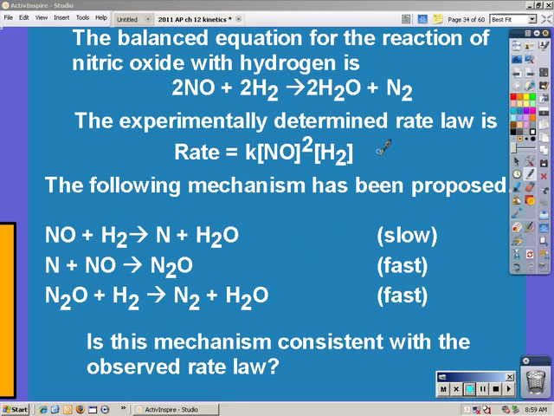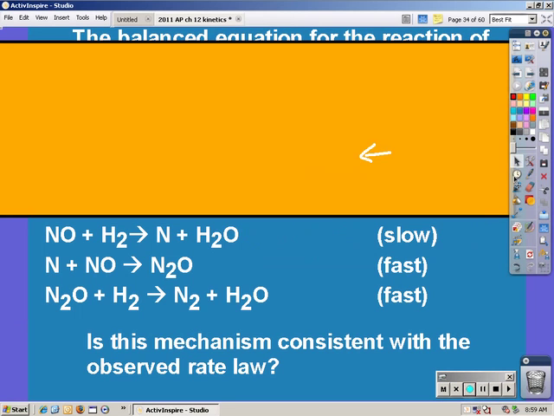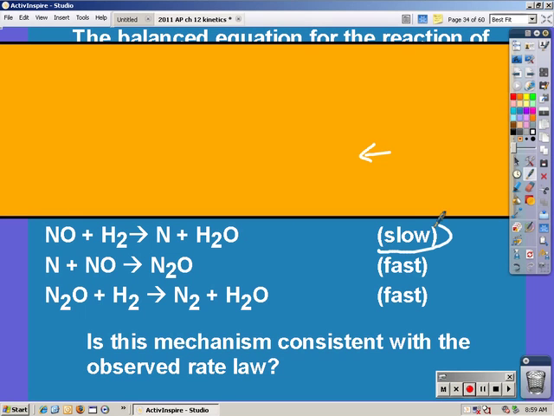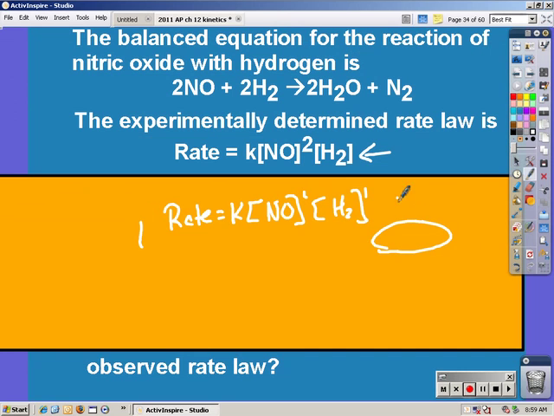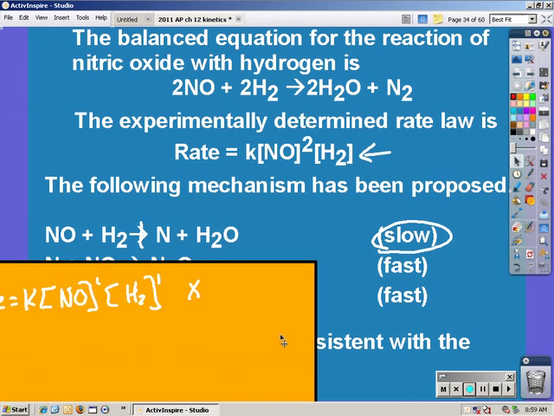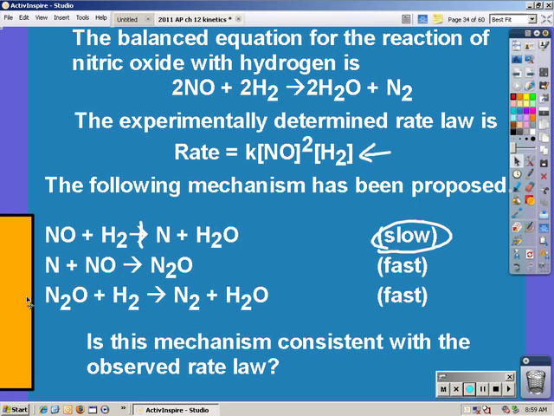So the first thing that we're going to do is determine our rate from this mechanism. In order for it to be correct, it's got to be second in NO and first in H2. So here's our slow step. We've got to look at it and any step before it. So rate is equal to k, NO to the first power, because there's only one, and H2 to the first, because there's only one of those. If we look, notice that those do not match, and so this is not the correct mechanism for this reaction, because we'd have to have two NOs reacting.